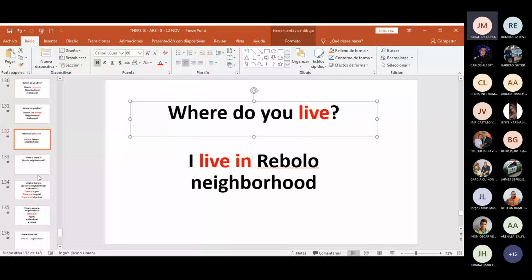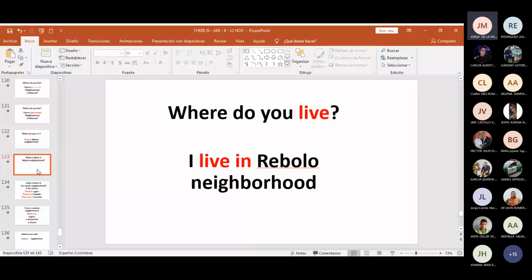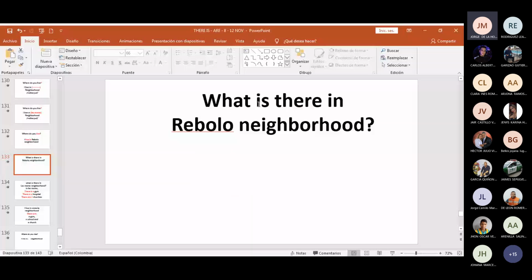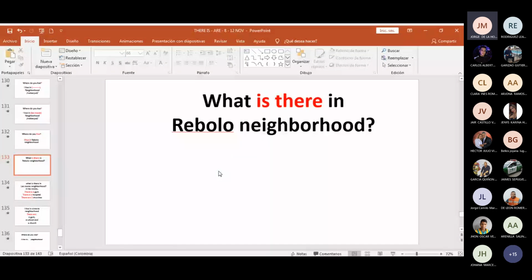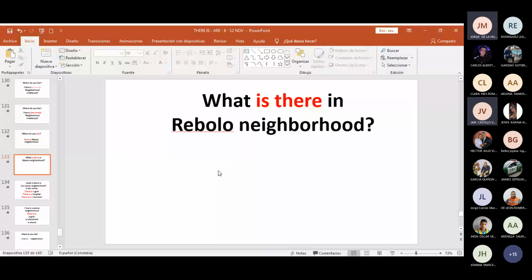Student, question number 2. What is there in Rebolo neighborhood? ¿Y qué hay en tu barrio? Remember, that is the question. What is there? Porque what is there significa que hay. There is a supermarket, there is a hospital, there are two barber shops, there is a park, there is a playground, etc. Okay, student, another person, please. Another person to give information.